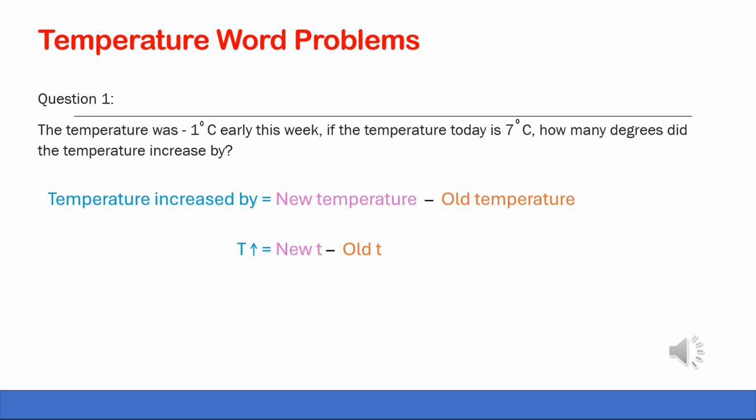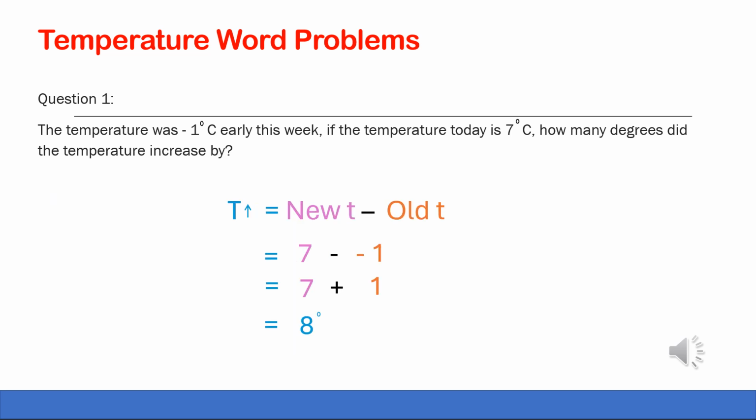During the test, there will be no time to write all these words. That's why it's advisable to use abbreviations. So let's abbreviate this equation. Temperature increased by, I can replace that with T and an arrow that's pointing upwards if it's increased by, or downwards if it's decreased by, equals new T, which means it's my new temperature, take away old T, which is my old temperature. So that will be quicker and easier to write during the test.